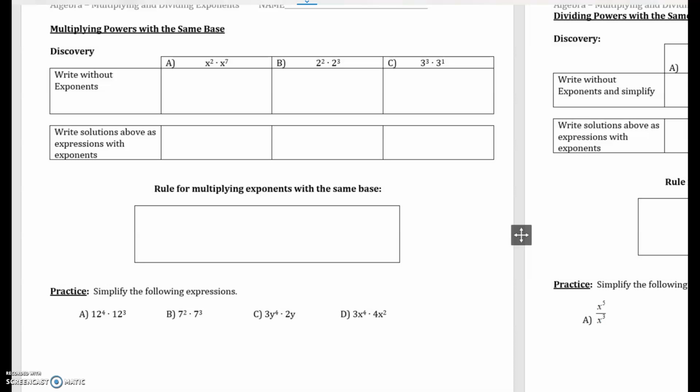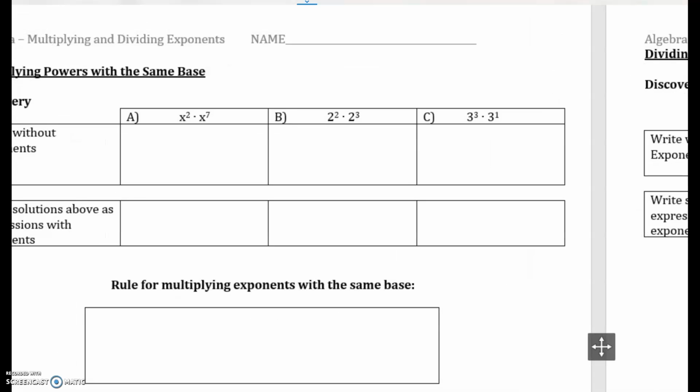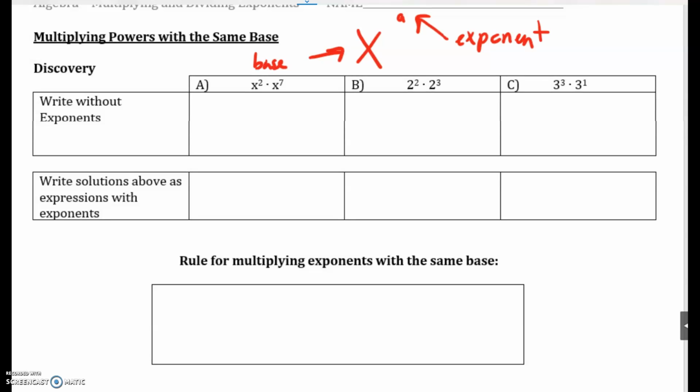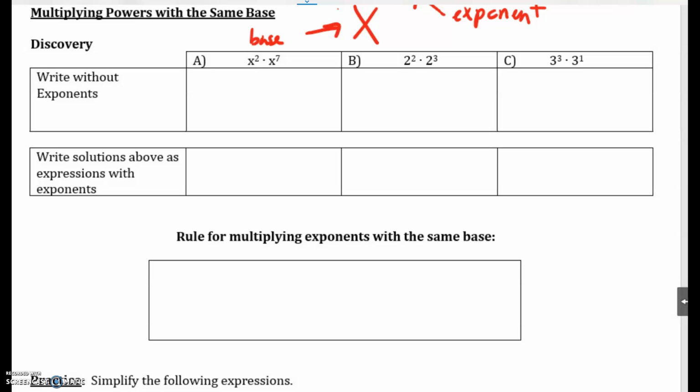So let's just make sure we understand a couple things. When I look at the problem x squared times x to the 7th, x is considered the base, okay? So if you have x to the power of a, this is the base, and the little number up top is the exponent. If you had something in front of this, it could be the coefficient. So say if you had a 2 out in front of the x, that would be the coefficient. But we're really focusing on the base and the exponent. So remember those things.